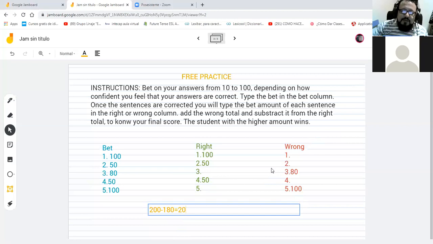Very good. That means that out of five questions, or out of 5 sentences, you have 3 correct and you had 2 wrong. So you have 20 points. That's very good. And I'm also going to be reviewing the score of the rest of the students, and the student that had the highest score is going to be the winner, and is going to win a prize for next class. Okay, so very good. Thank you very much for taking this activity.